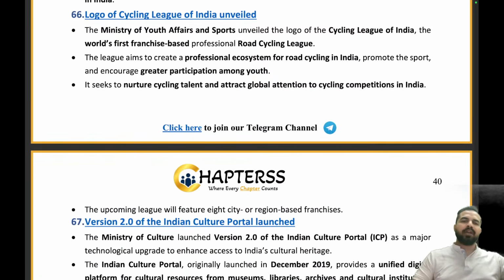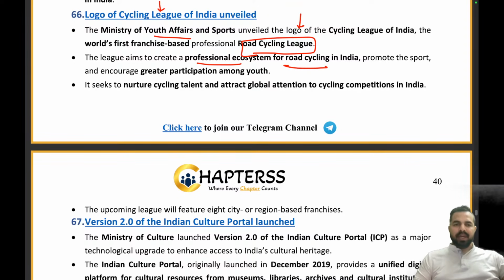Please tell me the next part, the logo of the Cycling League of India. Let me tell you, my dear friends, it is the first such franchise-based professional road cycling league which will be taking place in our country. The Ministry of Youth Affairs and Sports has unveiled the logo of the same, which creates a professional ecosystem for road cycling in India. It seeks to nurture cycling talent and attract global attention to cycling competitions in our country. Clear everyone? So the logo of the Cycling League of India has been unveiled.